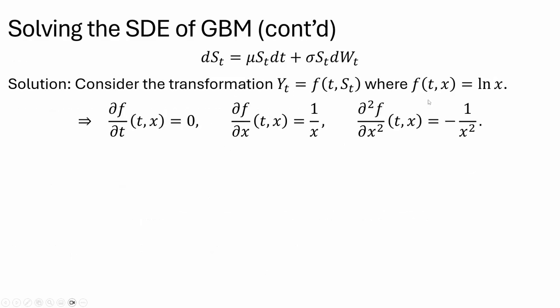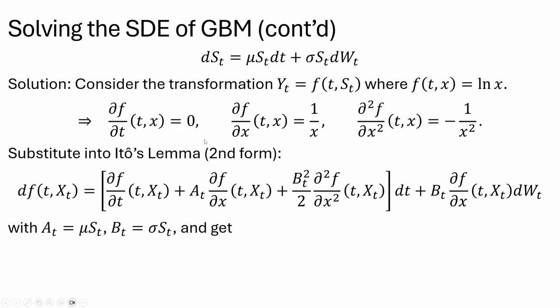Let f of t and x be the natural log of x, so the time derivative is 0, df over dx is 1 over x, d squared f over dx squared is minus 1 over x squared. Substitute everything into the Ito's lemma, as well as a_t equals mu S_t, b_t equals sigma S_t.